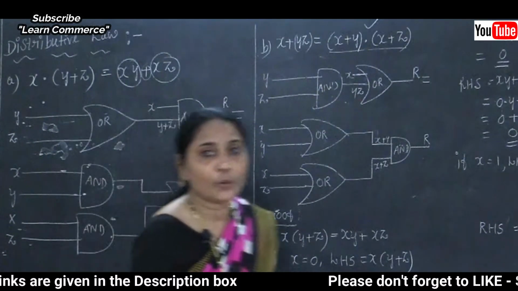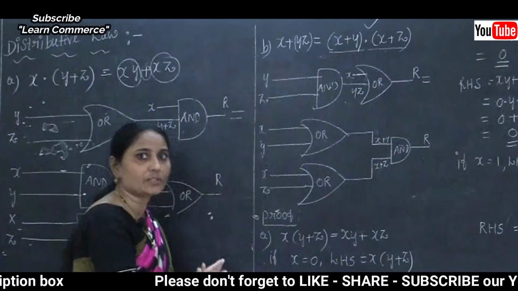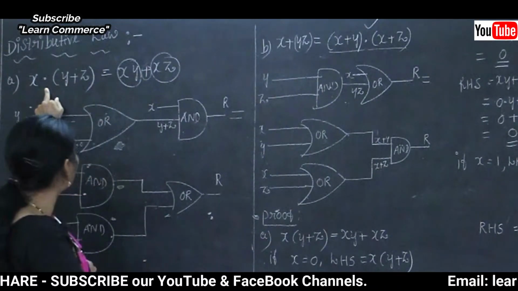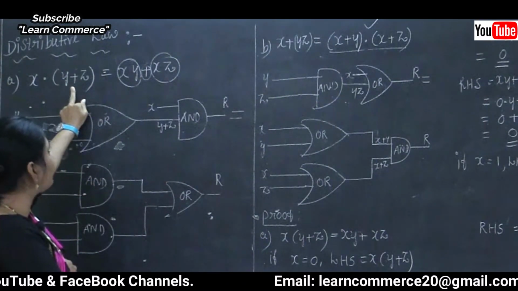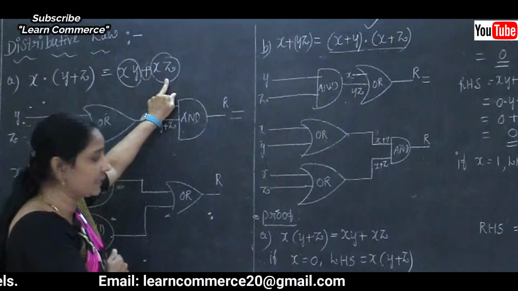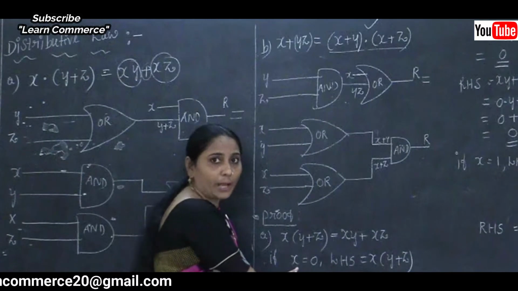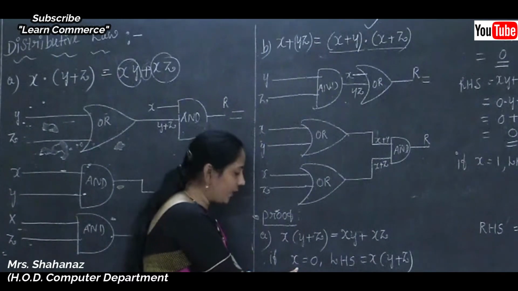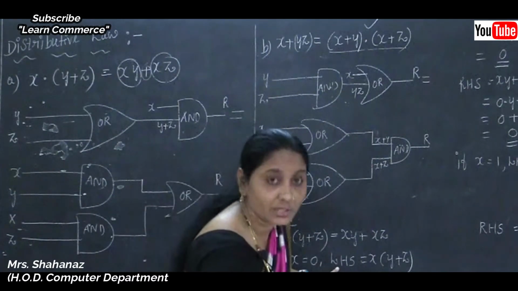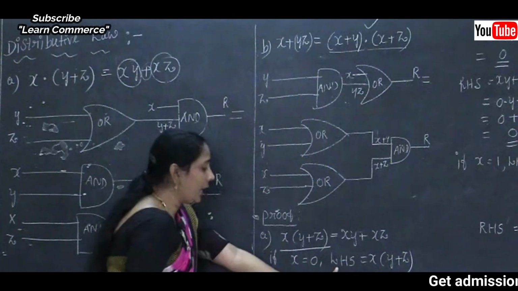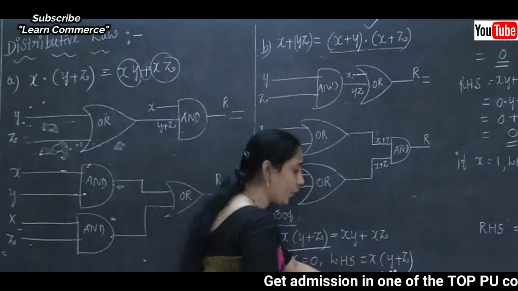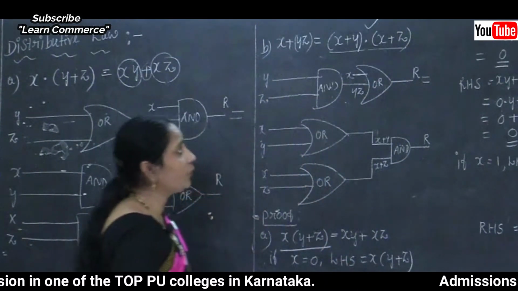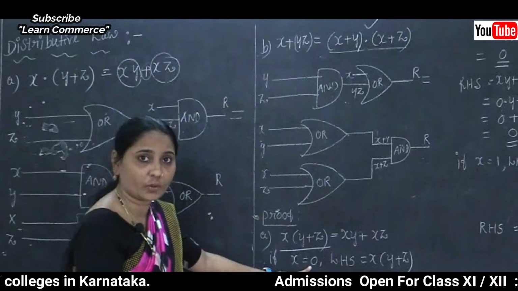Now we are going to prove whether the left hand side is equal to the right hand side or not. Now first of all, I am going to take the first law, the distributive law, that is x and y plus z is equal to xy plus xz here. Now first, I am going to give one value for x: x is equal to 0. So suppose the x value is equal to 0. Why? Because here the left hand side is x and y plus z.